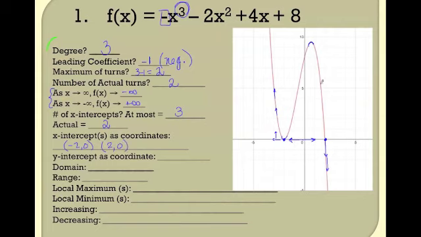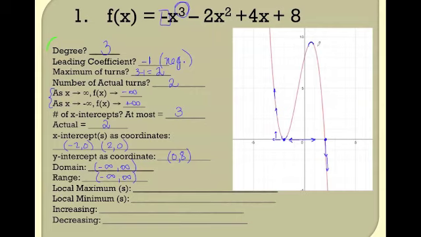The y-intercept is 0, 8. The domain is asking us what are the possible x values for this, and they're unlimited. Negative infinity to positive infinity, as is the range.